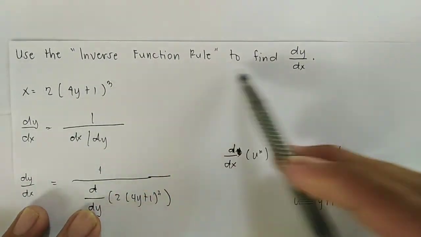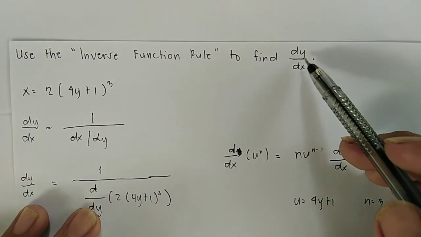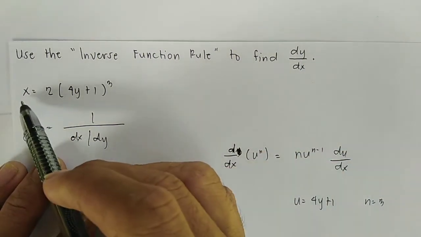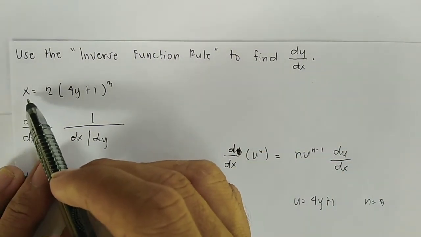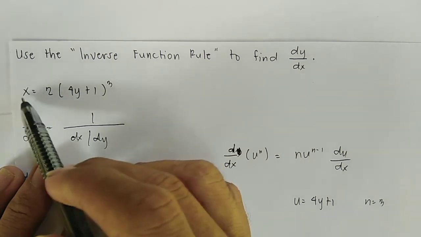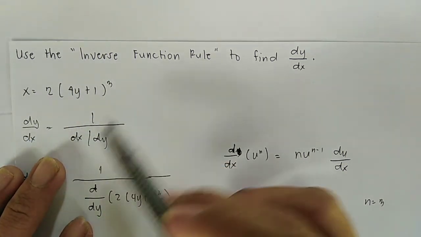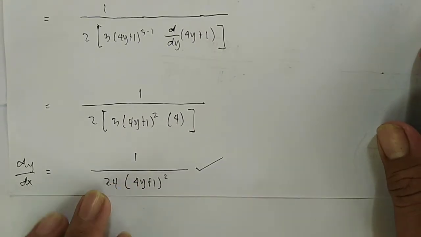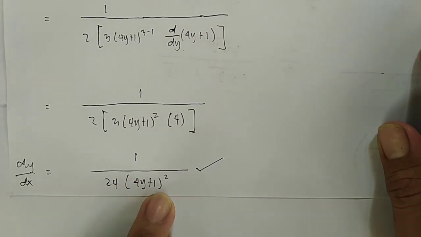So gamit ang inverse function rule, hinanap natin yung derivative of the function y, where the given function is x is equal to 2 times the quantity of 4y plus 1 to the power of 3. So the correct answer is 1 all over 24 times the quantity of 4y plus 1 to the power of 2. So yan lang sa video na ito.